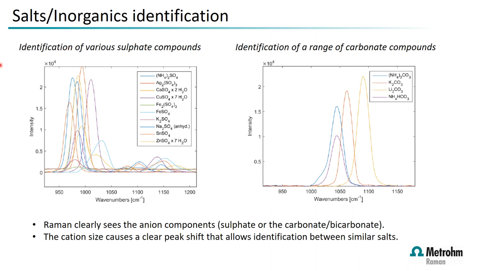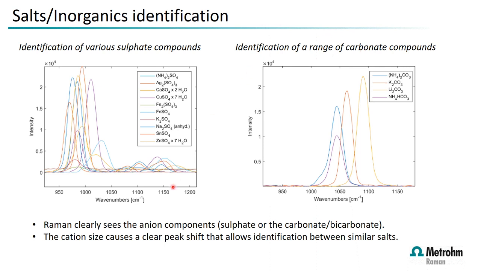I mentioned slightly earlier in the presentation that the system can also be used for identification of inorganic materials. So with Raman itself, we can analyze larger salts, so things such as sulfates, carbonates which are shown here, phosphates, nitrates, as well as more complex materials such as minerals and gemstones.